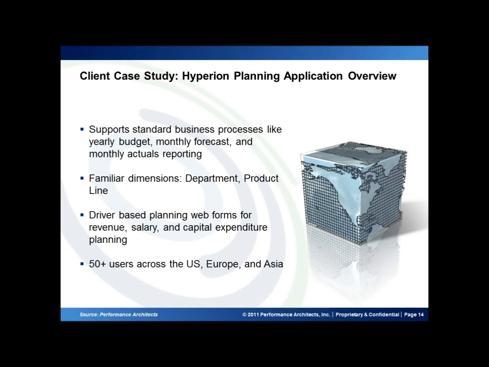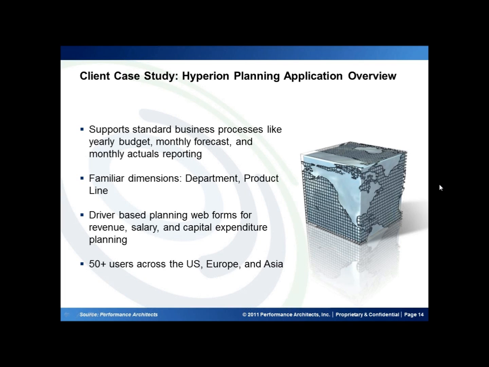Our client uses Hyperion Planning to help manage several standard business processes, such as their yearly budget, a monthly forecast, and actuals reporting. They cross-compare the data in the application for reporting purposes as well. Within the planning application, they have several dimensions, including familiar ones such as department and product line, to help segment their business. They use these dimensions to help facilitate several different planning web forms as well: revenue, salary, and capital expenditure planning, to name just a few. Additionally, they also use these dimensions to report on their actuals data in the form of financial reports.